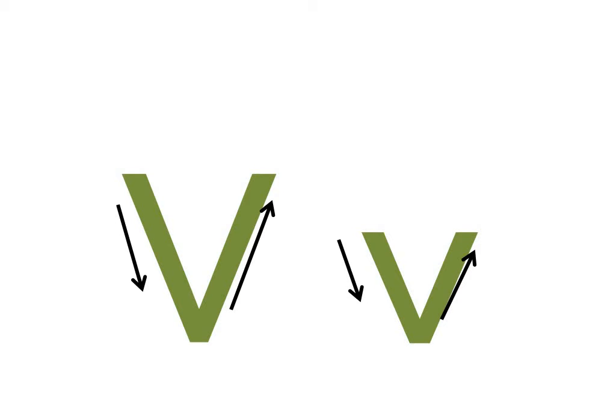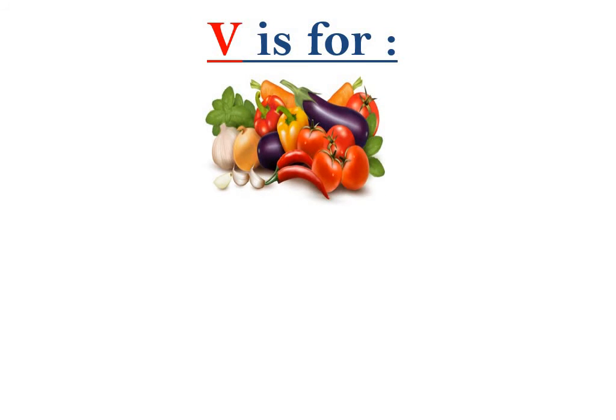Okay, now let's see V for what. Now let's see the words that start with letter V. Let's see V for what. Who knows? Vegetables. Vegetables. So V for vegetables.